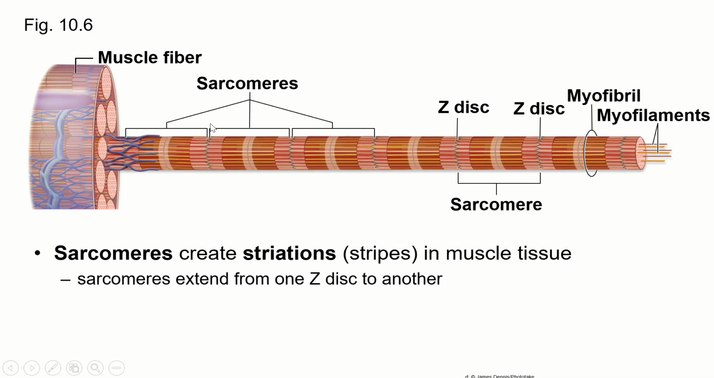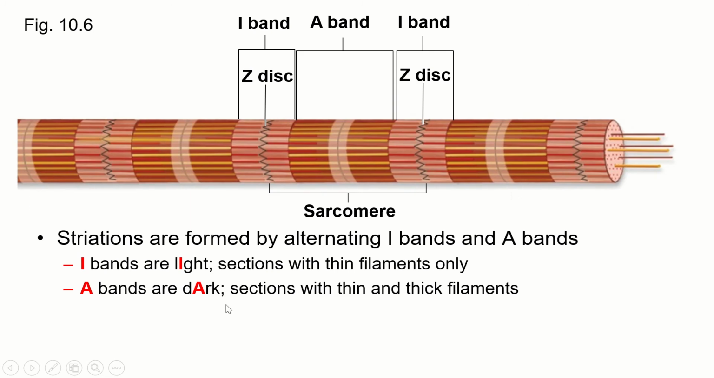The sarcomeres are the things that create the striations in the muscle, and they extend from what we call one Z disc to the next. Okay. The other parts of the sarcomere are also named. The main divisions are the light band and the dark band, the I band and A band, and the I band is primarily thin filaments, and the A band is mostly the thick filaments.